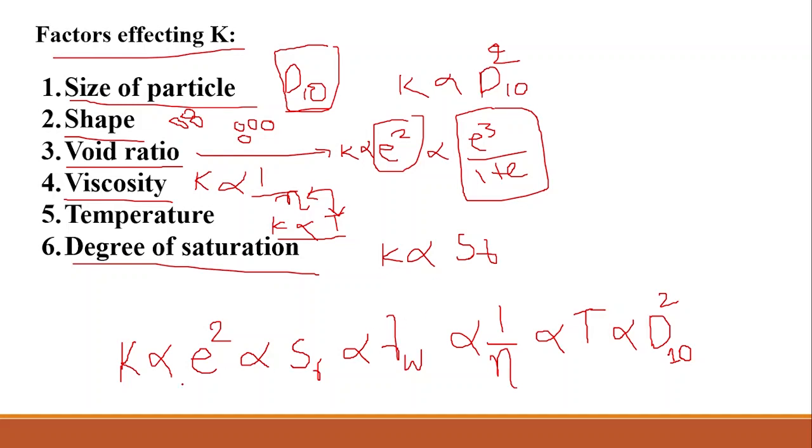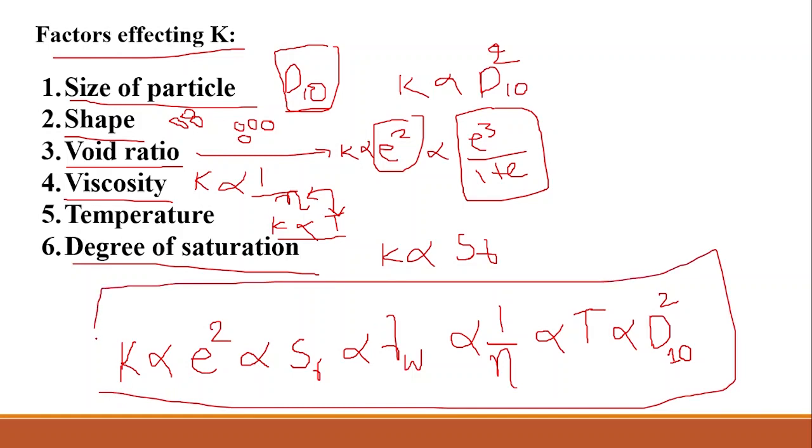And this is the main thing I have to say. From all these above terms, remember these relations. K is directly proportional to e square, directly proportional to degree of saturation, and directly proportional to the unit weight of water. This is new, I didn't discuss it, but you have to remember it. This is a property of water, gamma w. Also K is inversely proportional to viscosity eta, directly proportional to temperature, and directly proportional to D10 square, that is the effective size.